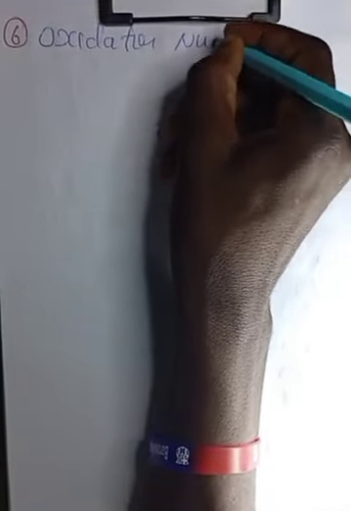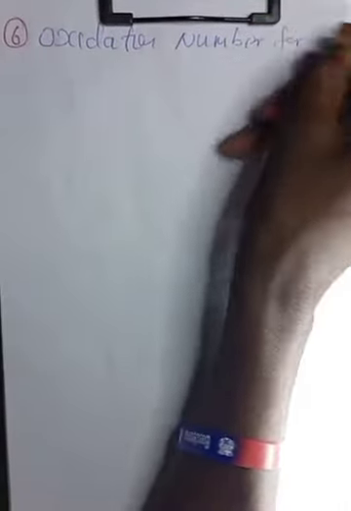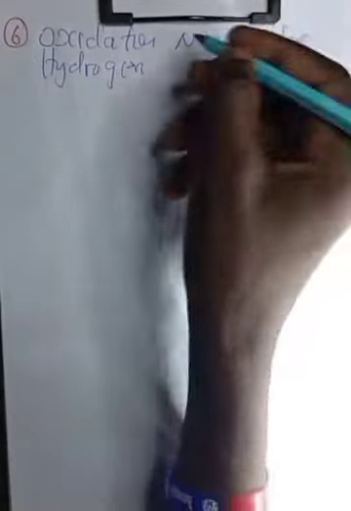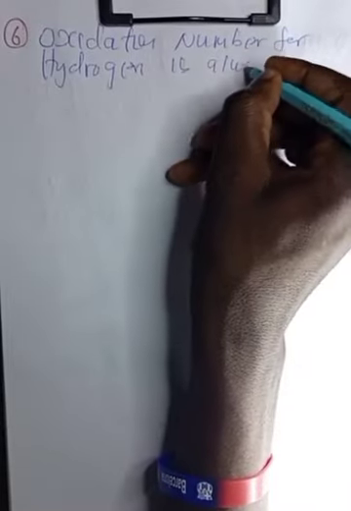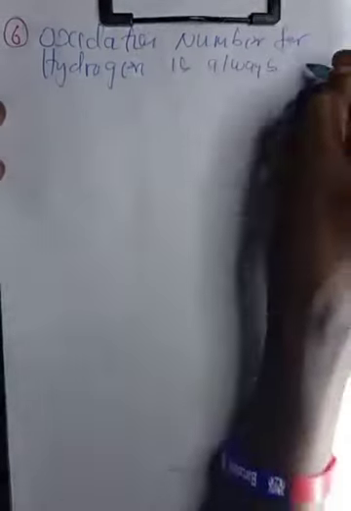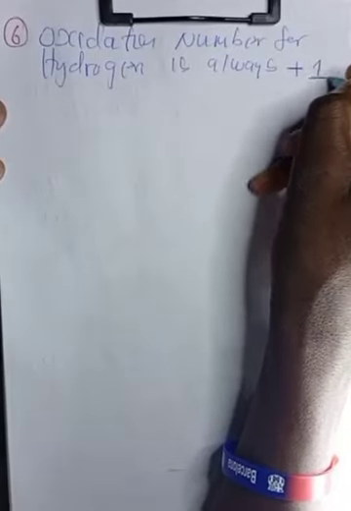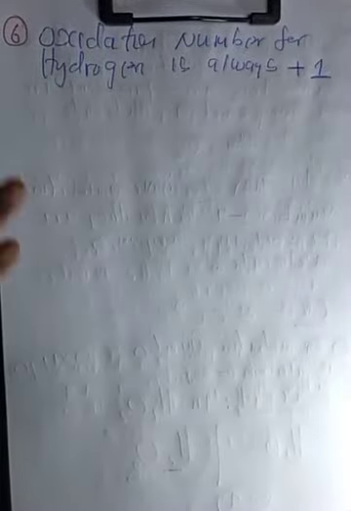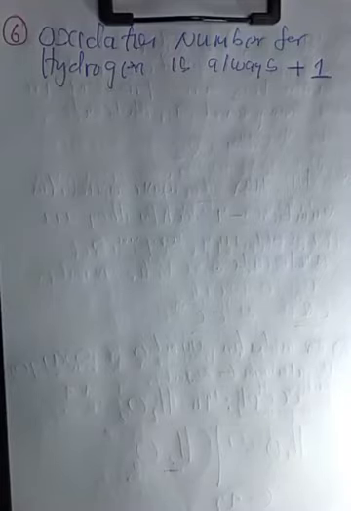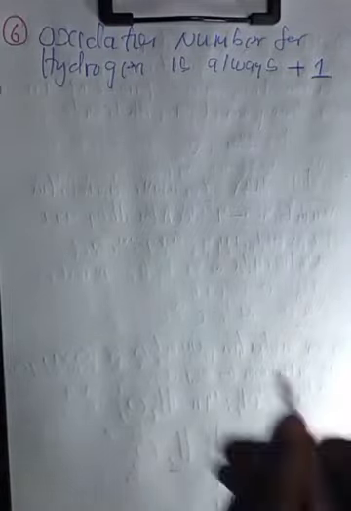Yeah, so now we go to rule number 6. So rule number 6 is about hydrogen. We should know that the oxidation number for hydrogen is always +1. Okay, the oxidation number for hydrogen is always positive. We don't even need to calculate for it. Whenever we see hydrogen, just know that the oxidation number is basically +1. We don't calculate. But now we also have an exception.